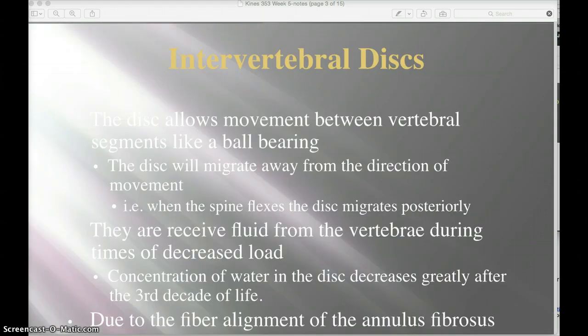Alright, our next slide talks about intervertebral discs. So these discs allow movement between the vertebrae, and the typical movements for the vertebrae along the cervical, thoracic, and lumbar spine are flexion, extension, side flexion, and rotation. The discs in between the vertebrae are very useful for shock absorption. They help increase range of motion and lubrication of the spine.